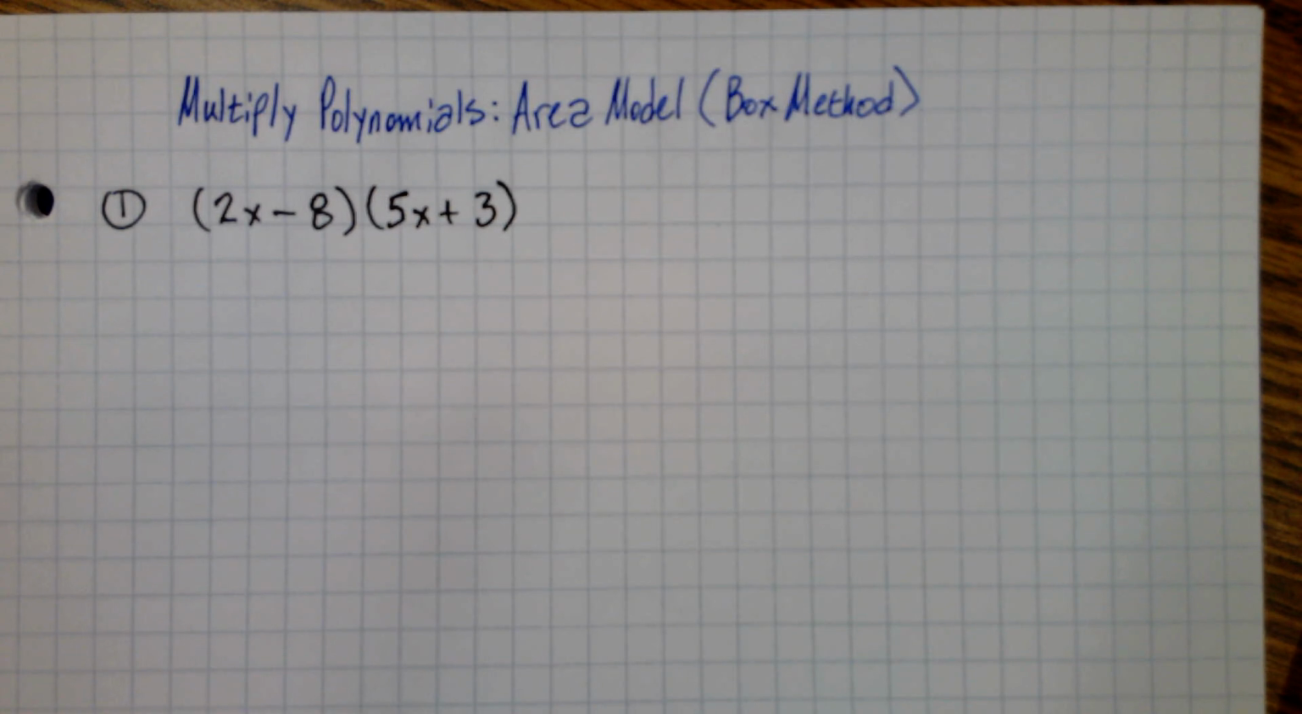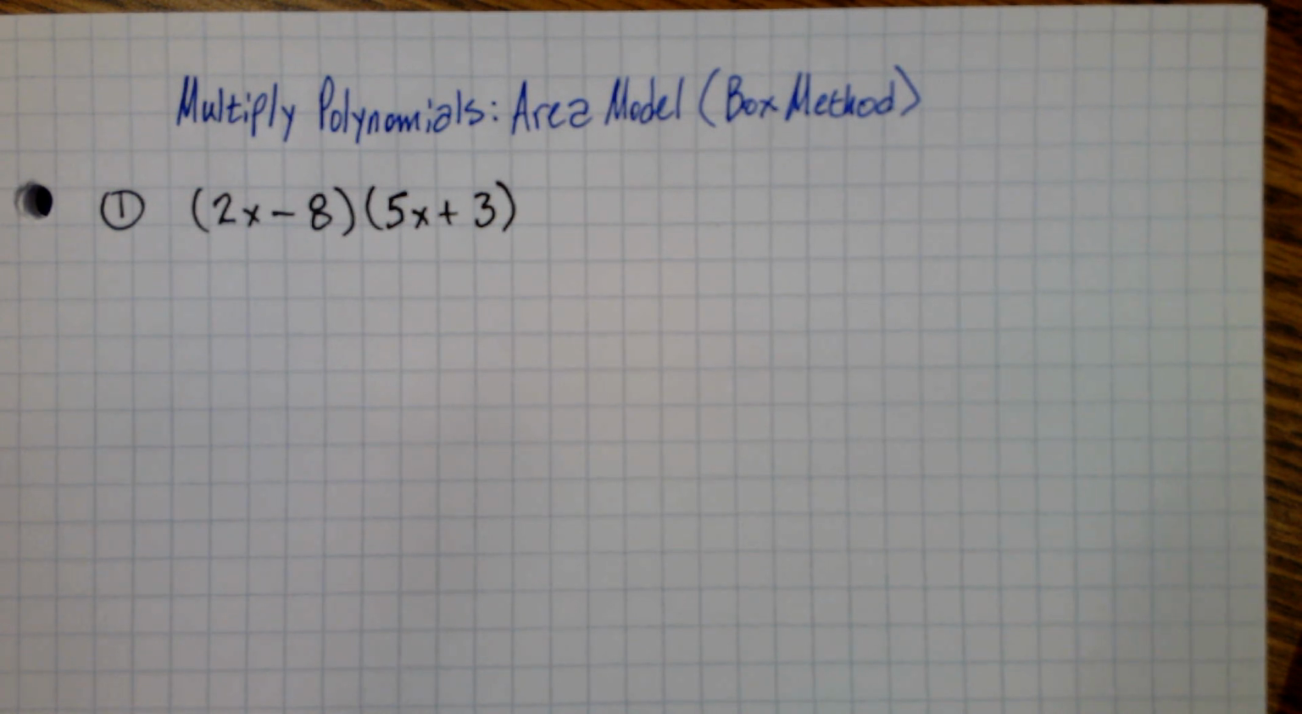So we're going to start off multiplying two binomials, 2x minus 8, and we're going to multiply that with 5x plus 3. Now, we're going to use an area model. You could get this answer without the area model, but once we move on to bigger polynomials, trinomials, four-term polynomials, etc., it's much easier with an area model to keep everything organized.